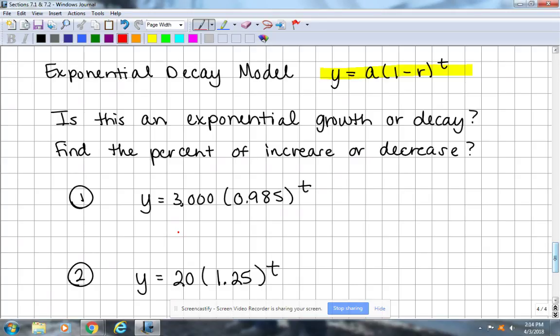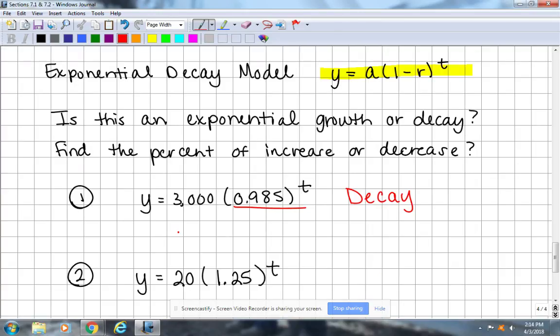How do you know? It's less than 1, right? So if it's less than 1, that means we had to subtract something from 1. Does that make sense? So very good. That's a decay. So if this number is less than 1, it's a decay. If it's more than 1, it's a growth. Does that make sense? So I'm losing something.